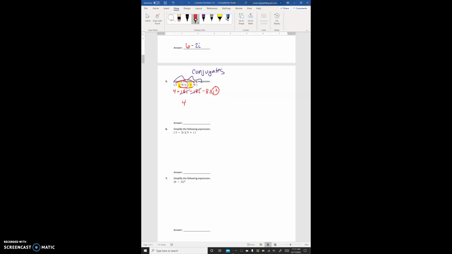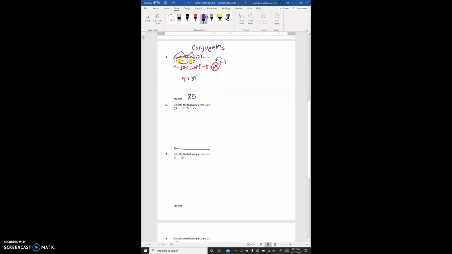Now remember, i squared is -1. So I'm going to change that i squared and think about it as -1. And -1 times -81 will become a positive 81. So then my final answer is 85.